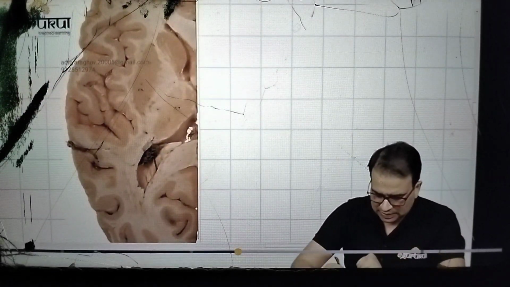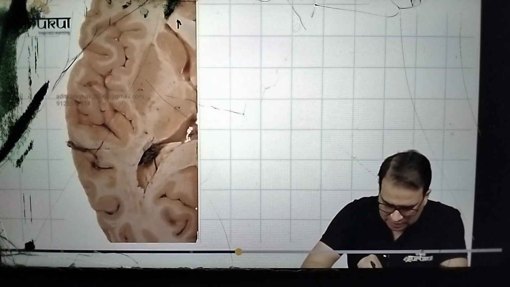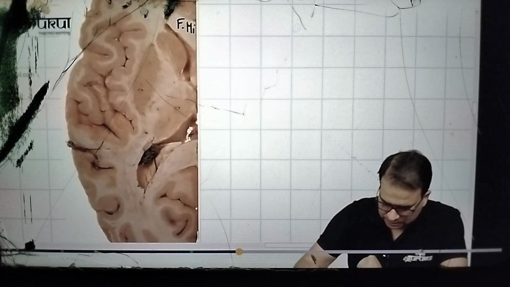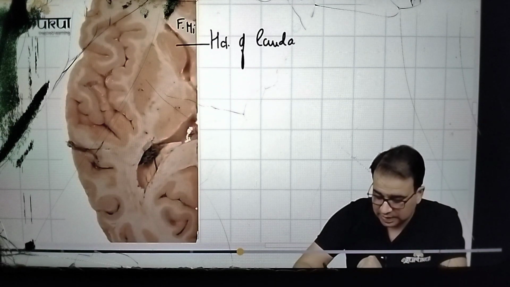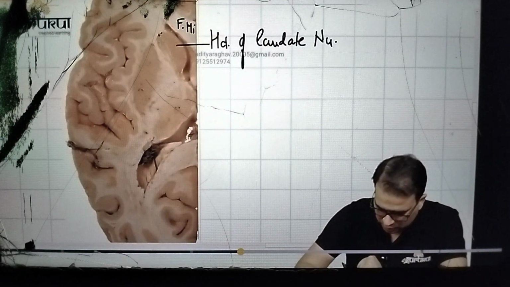So guys, this is again the forceps minor. I don't have to mark it. These are the forceps minor fibers here. Here is the caudate nucleus, and you know what this is. That is the head of the caudate nucleus. If I put a dotted line for you, this is the caudate nucleus here.